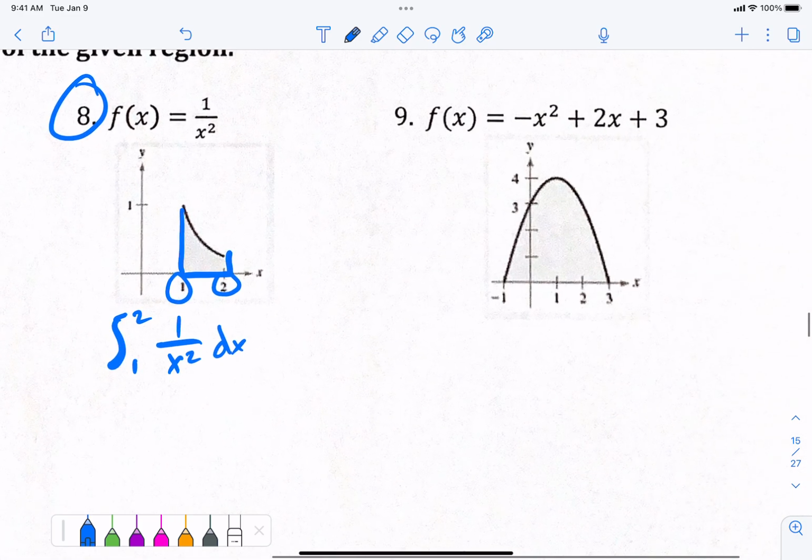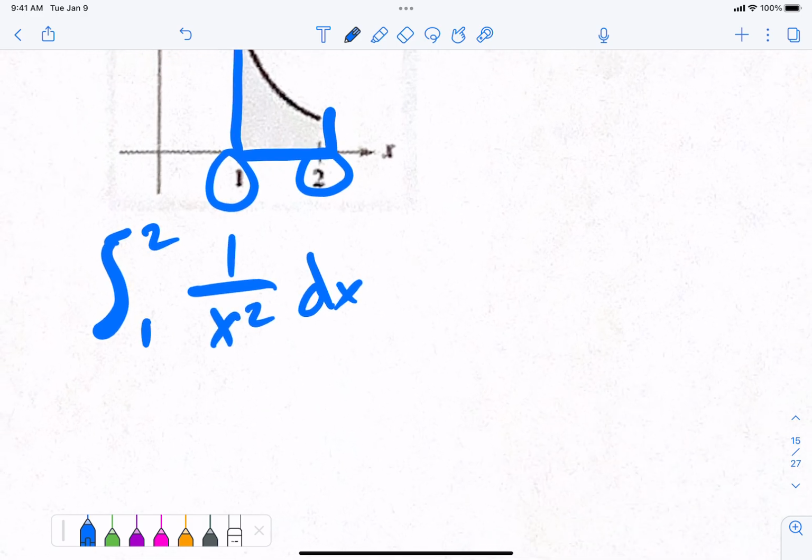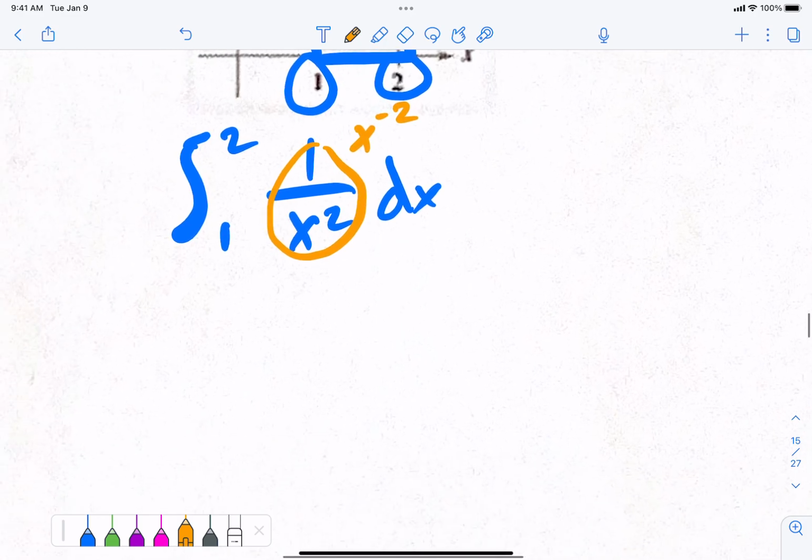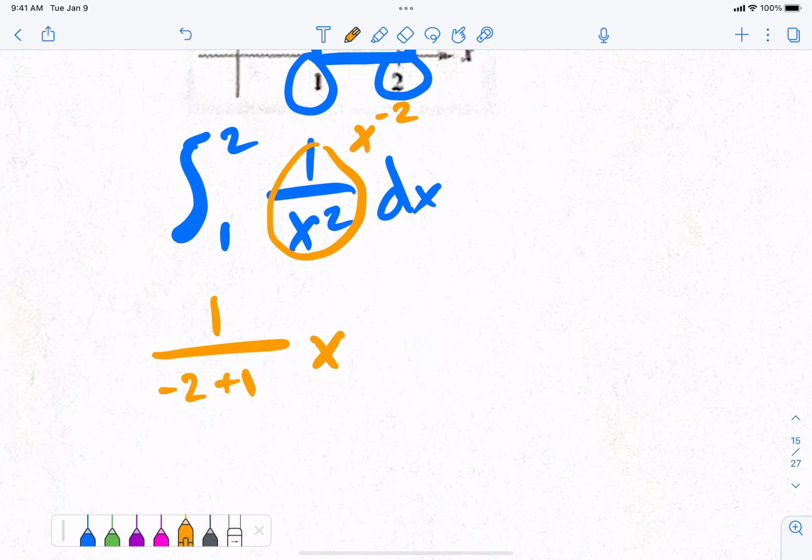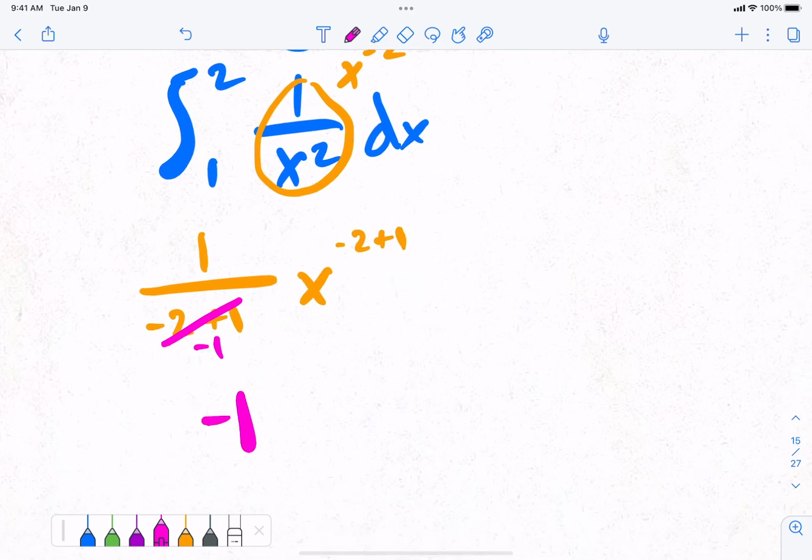It says find the area of the given region. So we have to find the antiderivative and plug your numbers in. I don't like the way this is written. I can't take the antiderivative of that yet. 1 over x squared is x to the -2 power. So when I do my 1 over n plus 1, what is n? It's -2, so -2 plus 1 is -1. What's 1 divided by -1? It's -1, so -1 x to the -1 power.